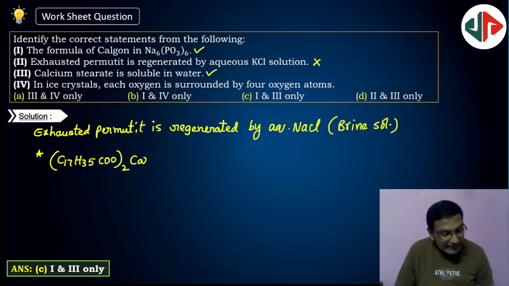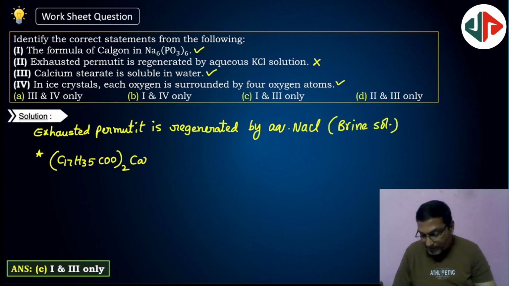Next, in ice crystals, each oxygen is surrounded by 4 oxygen atoms. That is also correct? In ice crystals, each oxygen is surrounded by 4 oxygen atoms. Wait a minute, we'll check once.